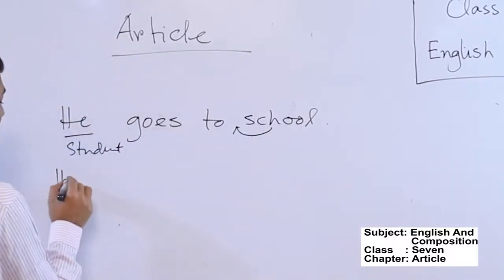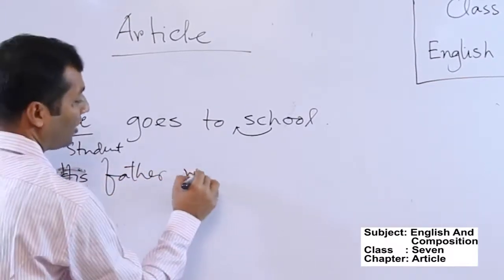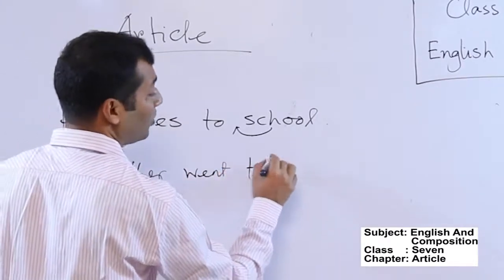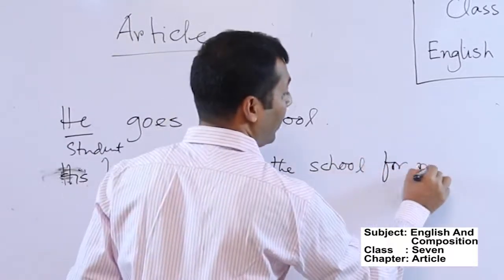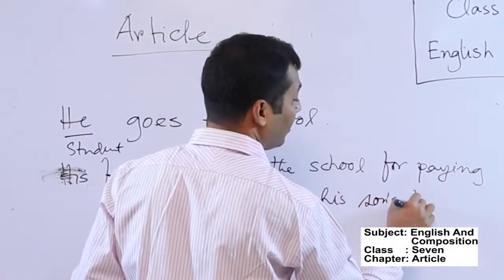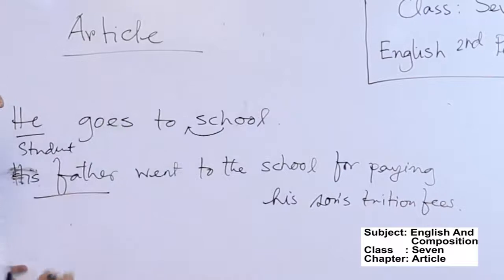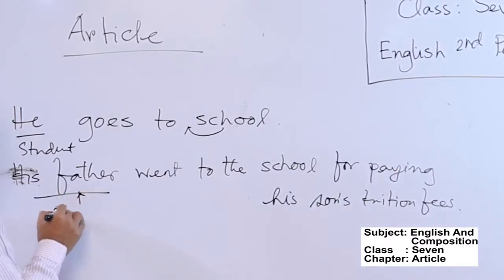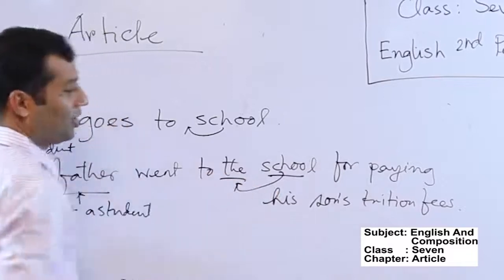But his father went to the school for paying his son's tuition fees. So look here, his father's primary purpose is not to go to school for study. This is his secondary purpose. So he is not a student. So here you need to use the article the before the noun.